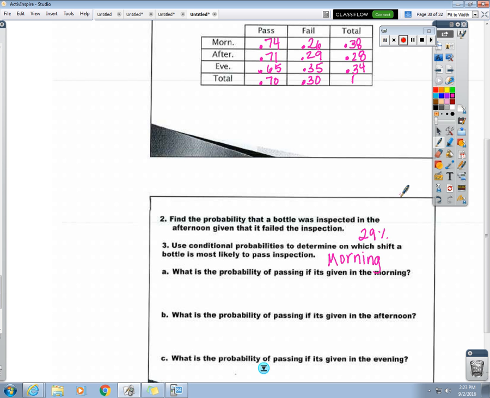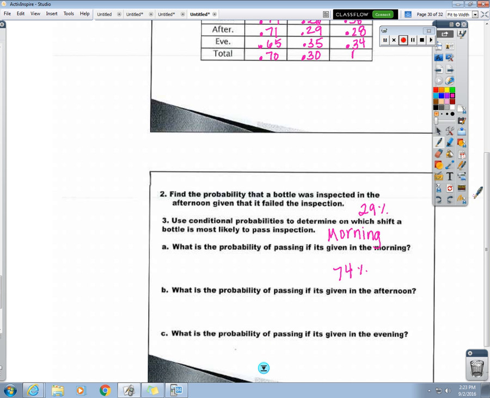What is the probability of passing if it is given in the morning? 74%. What's the probability of passing if it is given in the afternoon? And in the evening? 65. Okay? The next page you've already done.